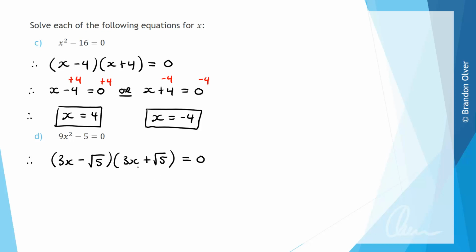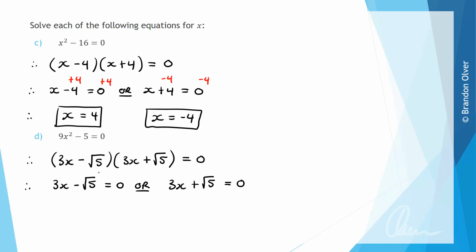And using a grid, you could check by expanding that that left-hand side is still equal to the 9x squared minus 5 that we started with. So using the null factor law now, we could say that 3x take the square root of 5 is equal to 0, or we could have 3x plus the square root of 5 is equal to 0.